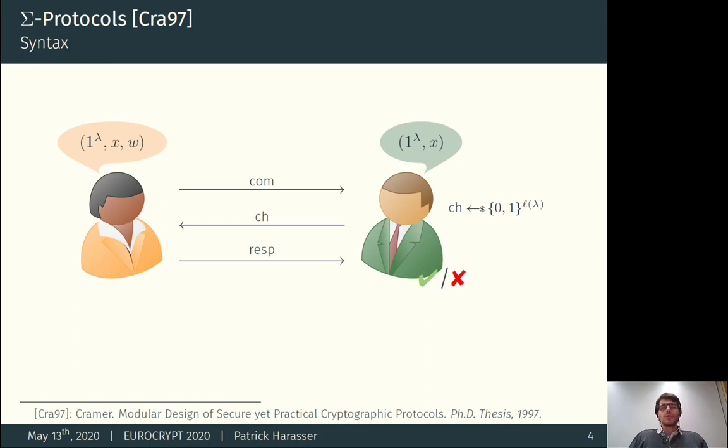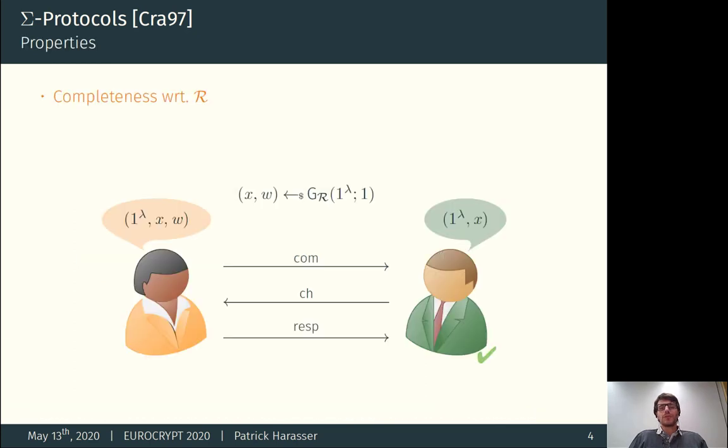One usually requires a few properties from Sigma protocols. The first one is completeness with respect to a relation that the protocol is associated to, which says that if the inputs are sampled from the relation, the protocol execution is very likely to go through.